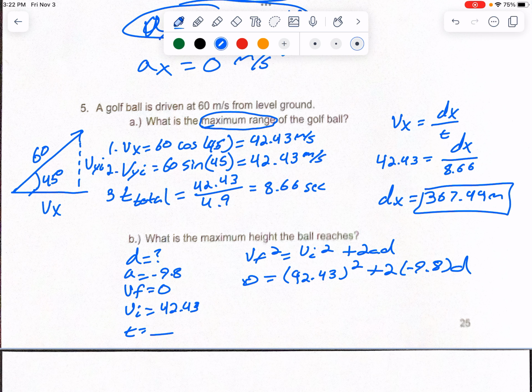So I'm going to go ahead and square the 42.43, and then I'm going to bring it over to the other side. That gives you negative 1800.30 equals negative 19.6 d. So divide both sides by negative 19.6, and you should get a height of 91.85 meters.